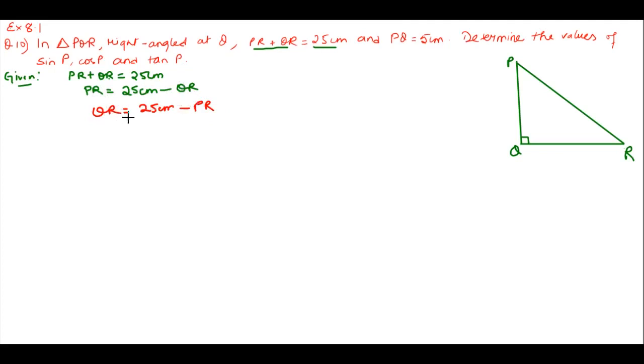The point to note here is that we are converting this combined information to just one information. So now PR will be 25 centimeter minus QR. This is the first information. The other information that we have is PQ is equal to 5 centimeter. This PQ is a single information, so I can directly write down PQ as 5 centimeter, but for PR and QR, we don't have the exact numerical value. Both these sides are missing.